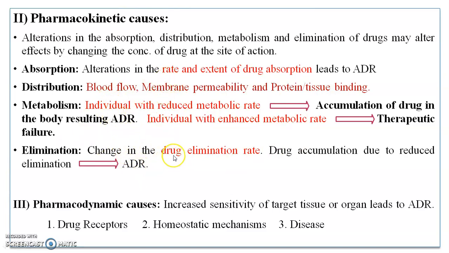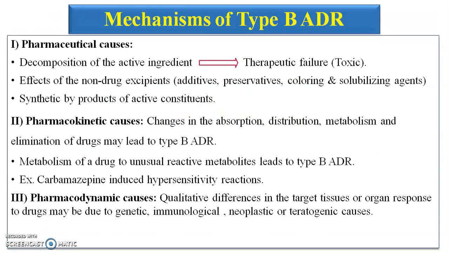So the third will be pharmacodynamic causes, where pharmacodynamic causes are explained with the sensitivity of the particular drug with the targeted tissue or organs which are prone to have an ADR, which is studied by drug receptor level, homeostasis mechanism, as well as disease. So in case of drug receptor level, if the binding capacity of the drug changes, it may lead to ADR.